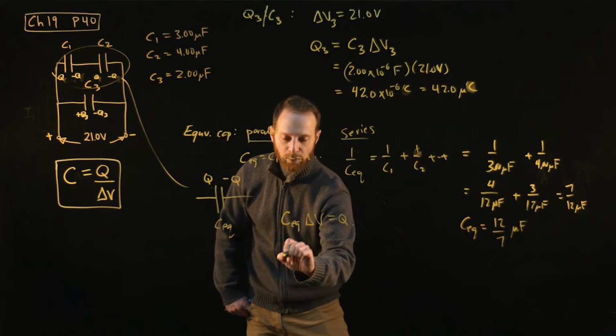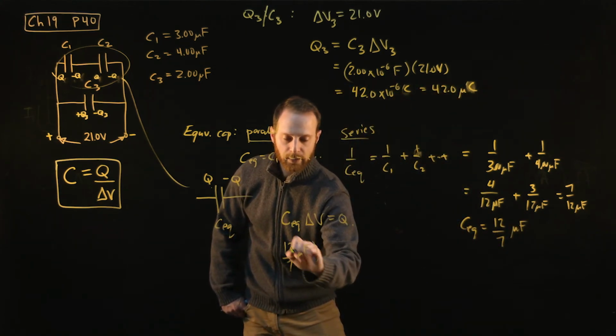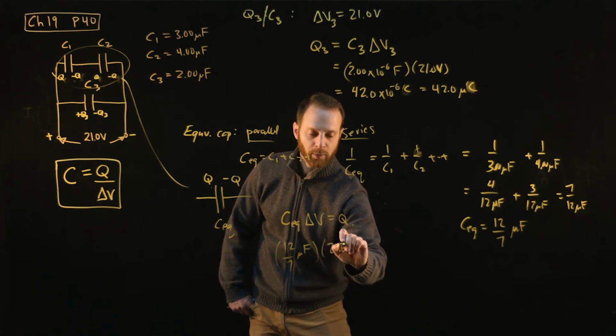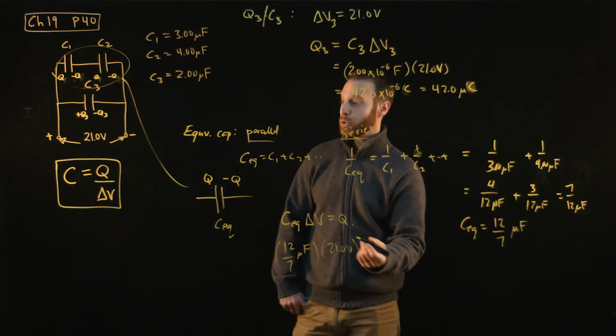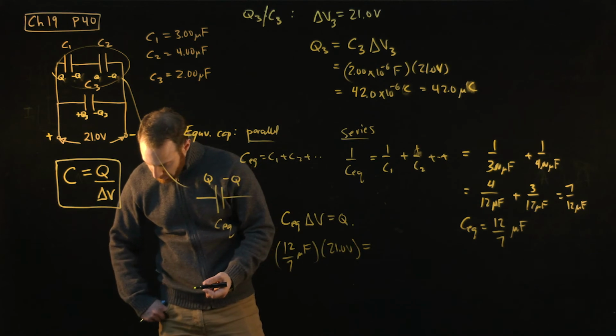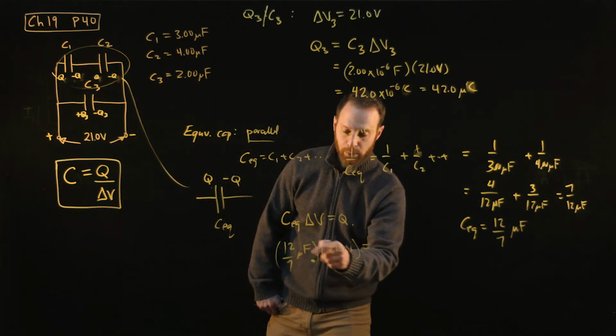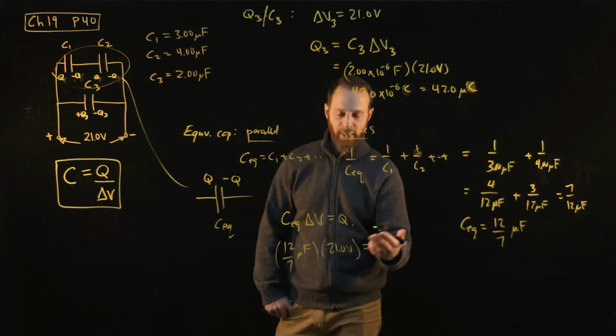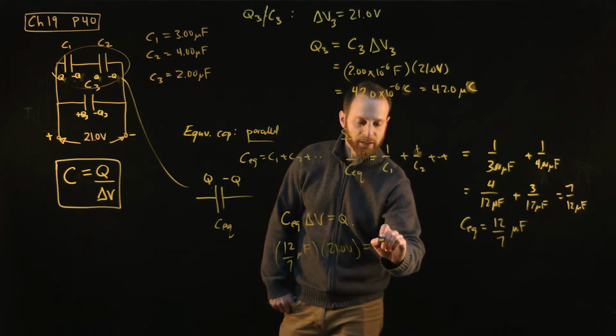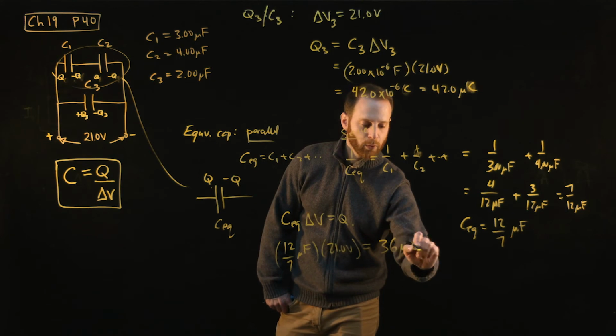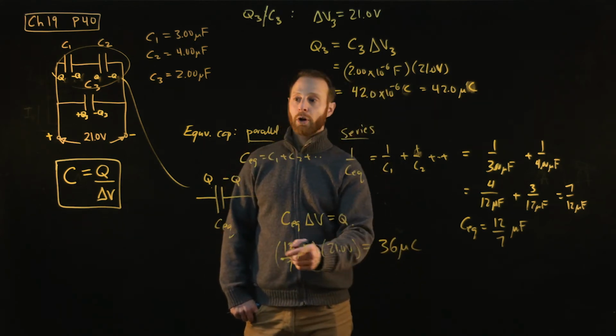Apparently 12 over 7 microfarads times the voltage of 21.0 volts, that should give us Q, and that number turns out to be 36 microcoulombs when you plug in the numbers there. 21 over 7, that's 3. 3 times 12 is 36. I guess that's where that comes from. 36 microcoulombs for the charge.